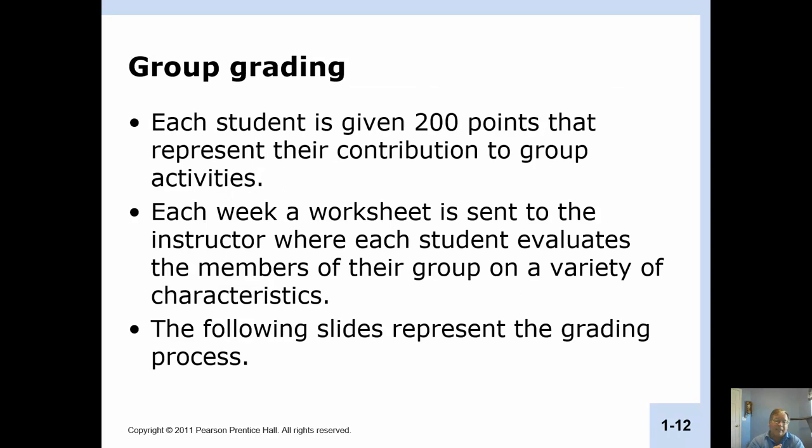Group grading. This is a new venture for me, so we're going to see how this works. I think it will work fairly well. Each student is given 200 points that represent their contribution to group activities. So each week a worksheet is sent to the instructor where each student evaluates the members of their group on a variety of characteristics. I didn't write it here, but you also include yourself in that evaluation. And in the next couple slides here, we're going to talk about how this grading is actually going to proceed.